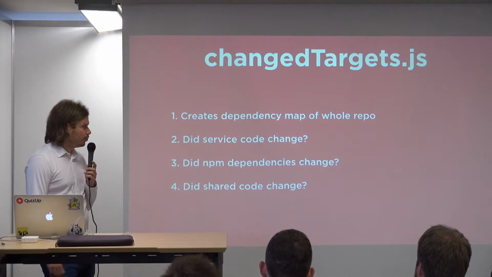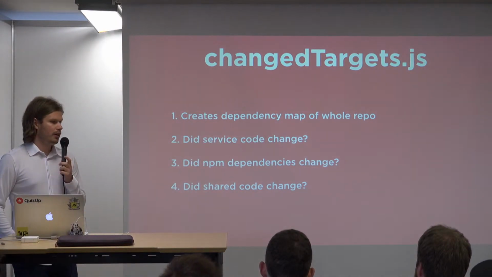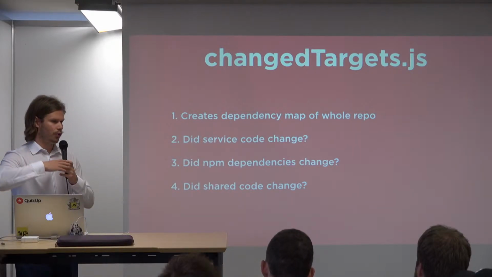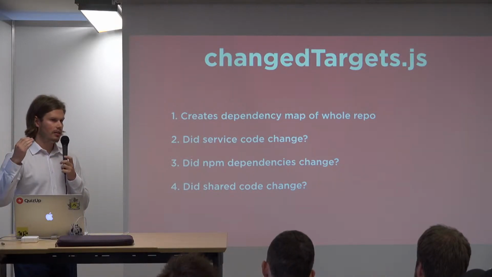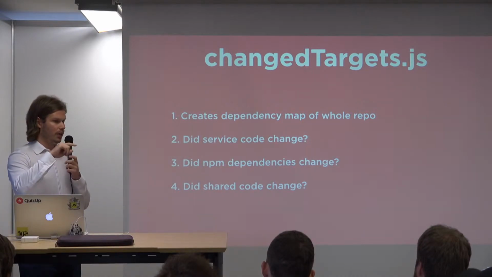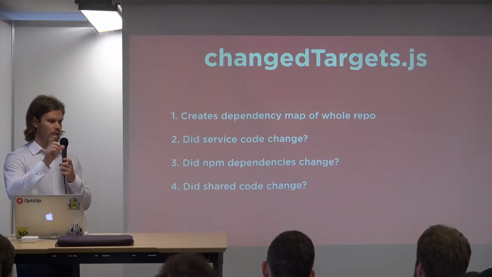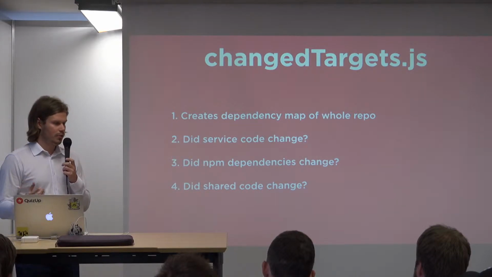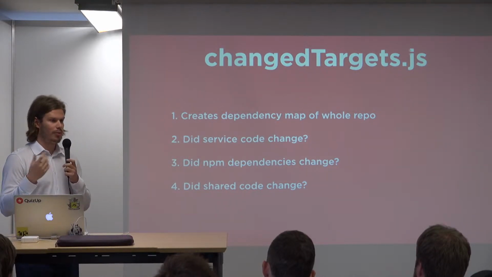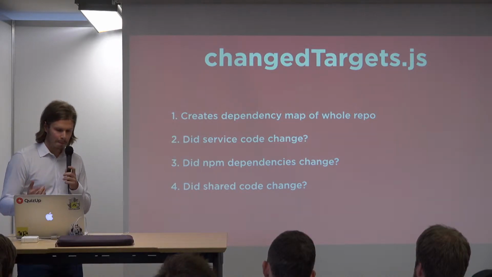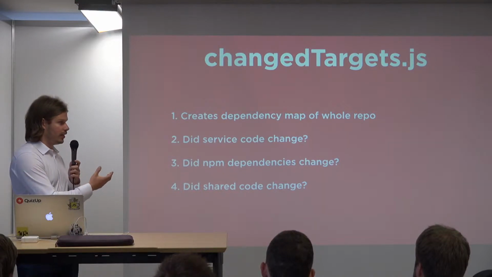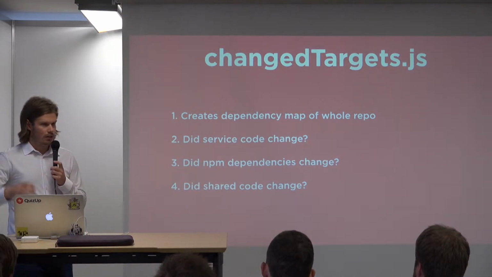It starts off by finding all dependencies.js files in our repository. It creates a full map of every dependency that is in this repository. So we can look up, if Jarvis has changed, we can look up all the things that Jarvis depends on and see if something there has been updated. For example, a package update in npm. Then it takes the git diff of your branch and the latest master and checks all the files that have changed.